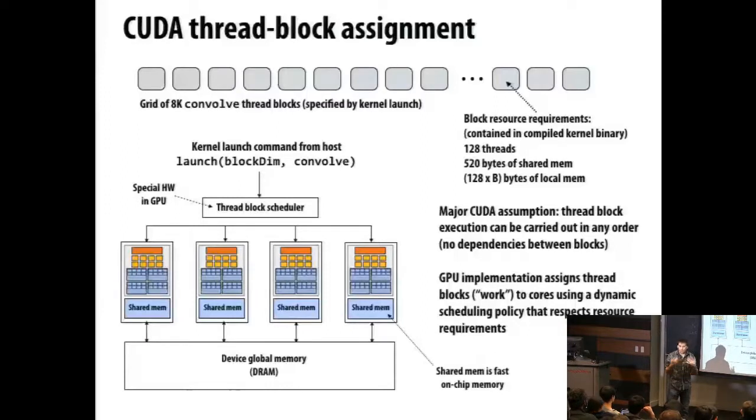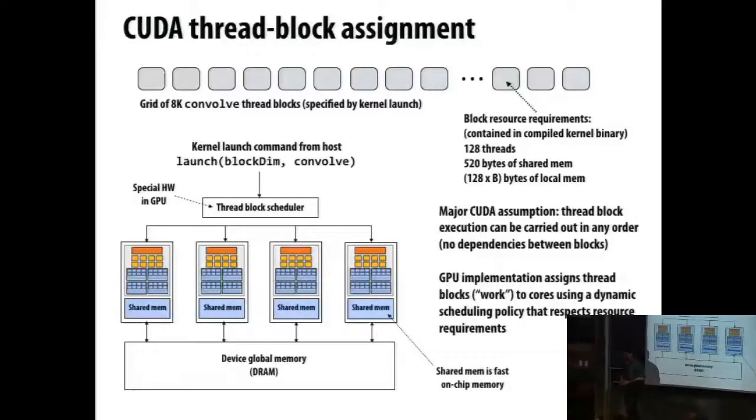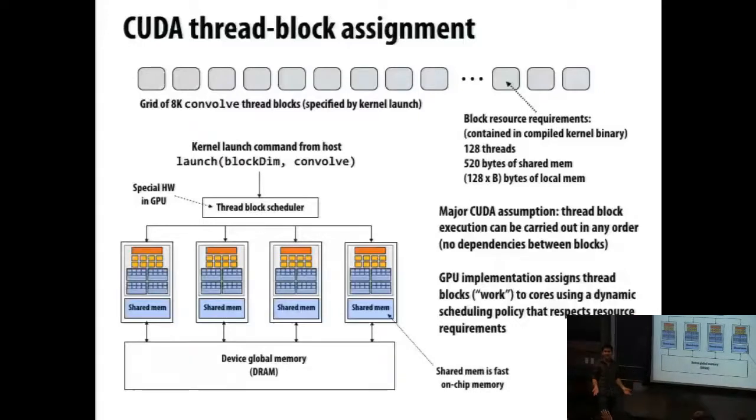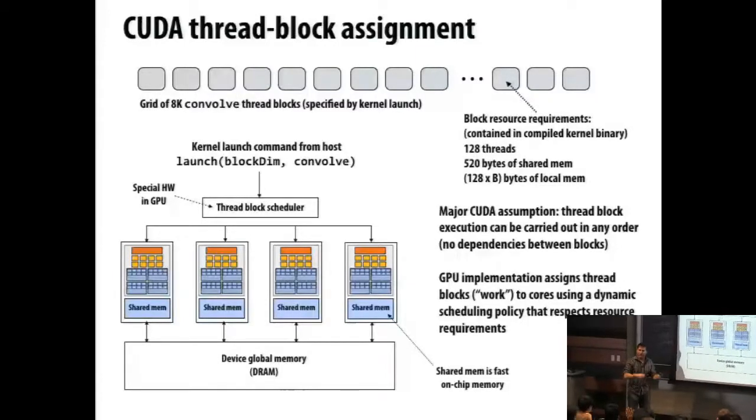So that worker pool and the scheduler, the management of that worker pool, is actually in the chip. It's actually a piece of silicon which says, oh, look, the program told me to run 8,000 thread blocks. I have 4 cores, so I will start running those programs on my cores.